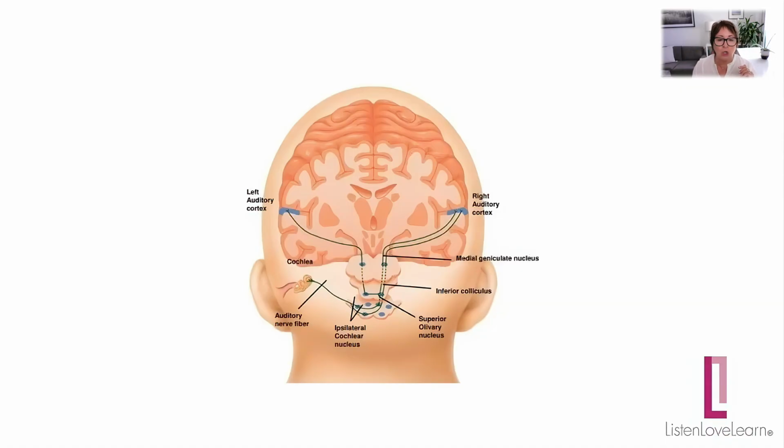So anywhere along this trajectory from the right and the left ears, and if the right and the left ears are doing this in unison versus one ear lagging behind or the other ear lagging behind, all of those things are going to be diagnosed as an auditory processing disorder.